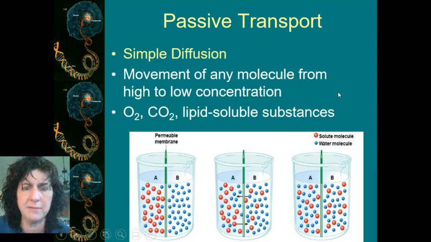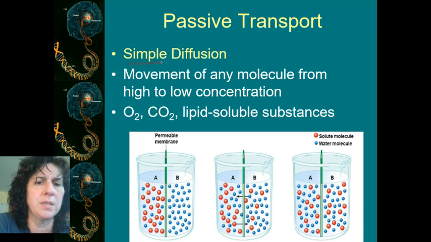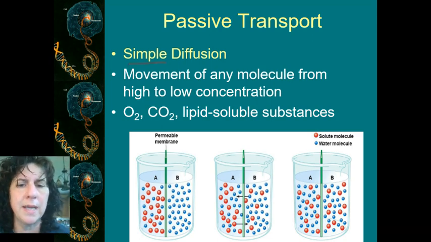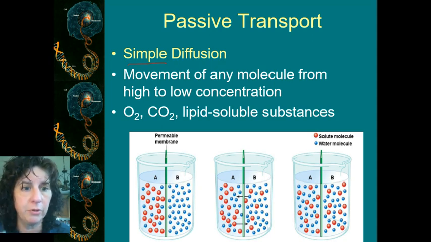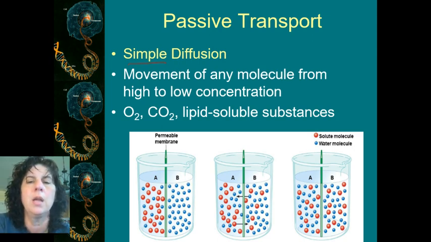Let's start with passive. First one that I mentioned was simple diffusion, and simple diffusion really is that example of the perfume that I talked about, or somebody's barbecue in the neighborhood that you can smell from streets away. This is simple diffusion. It's going from where it originated, where there's a lot of it, to where there's none, the rest of the neighborhood.